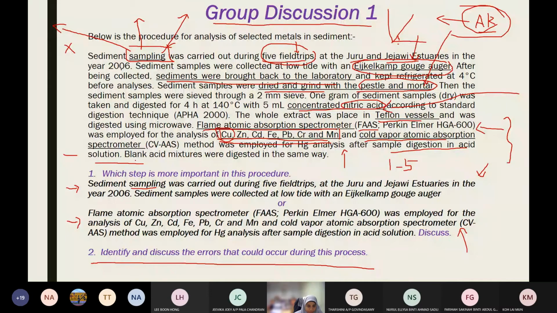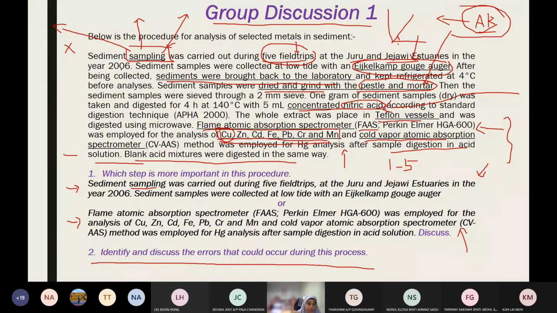So the last part you can see, you also will digest the same way with the blank acid. In analysis, whatever way you digest your samples, you should digest your blank the same way. This is for your information. Make sure you have the blank with you. So what is your blank? That means only the acid mixture without your sediment. So that is your blank.